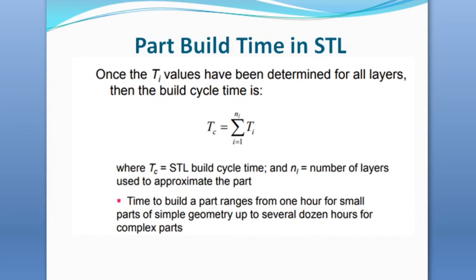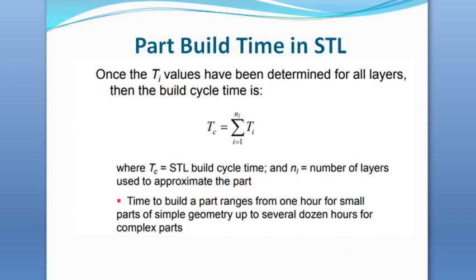For total cycle time, TC is equal to the STL build cycle time, where Ni is the number of layers used to approximate the part. TC is equal to the summation over the number of layers for producing the components.